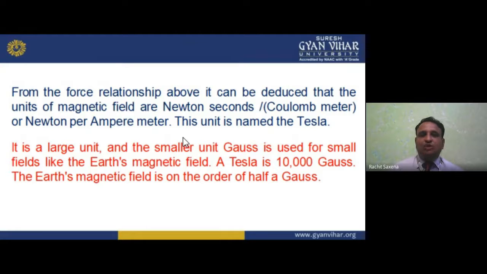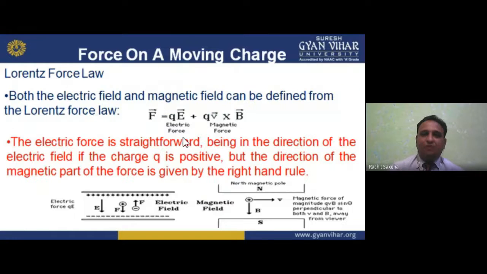And one Tesla is what? 10,000 Gauss. One Tesla is what, my dear student? 10,000 Gauss. So the Earth's magnetic field is on the order of half a Gauss. You can see. Now, force on a moving charge.